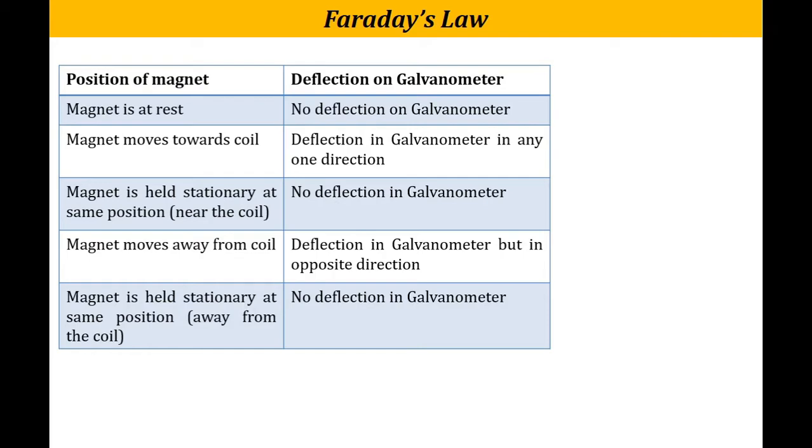What is the position of the magnet and whatever deflection that we saw on the galvanometer. Whenever the magnet is raised, no deflection. Magnet moves towards the coil, there will be deflection on the galvanometer in any one direction. Whenever the magnet is held at a stationary position near the coil, no deflection in the galvanometer. Then when the magnet moves away from the coil, now there will be a deflection, but that deflection will be in the opposite direction. Whenever the magnet is held stationary at the same position, that is away from the coil, again there will be no deflection in the galvanometer.